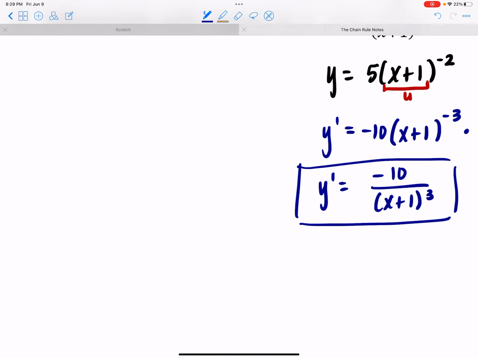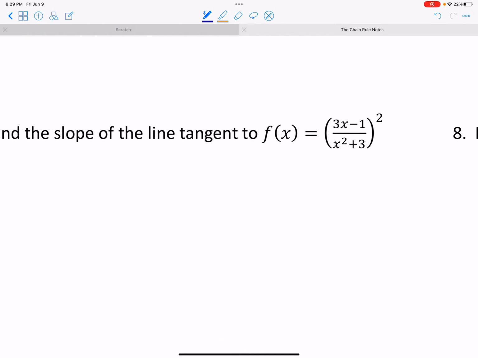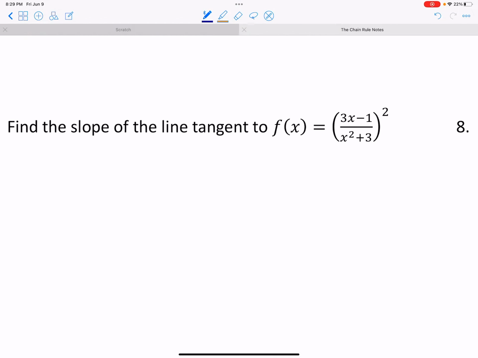Okay? Now sometimes it is an ugly process, and that's precisely what's going to happen here. So we're looking for the slope of the line tangent to f of x. That's still just finding the derivative. But our inner function is going to require the quotient rule. So just brace yourselves for this one. It gets a little messy.